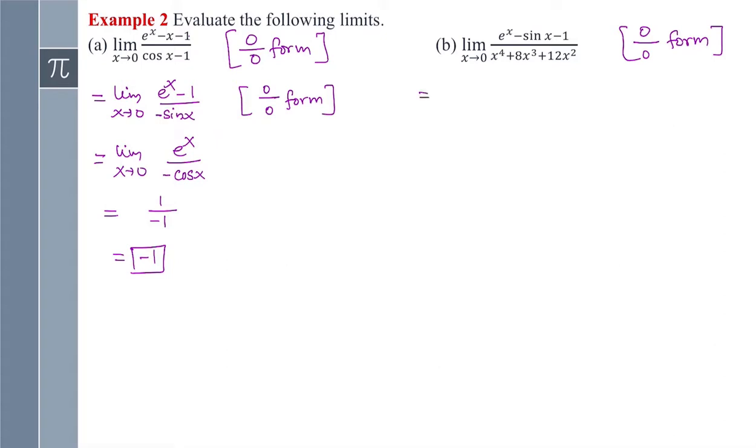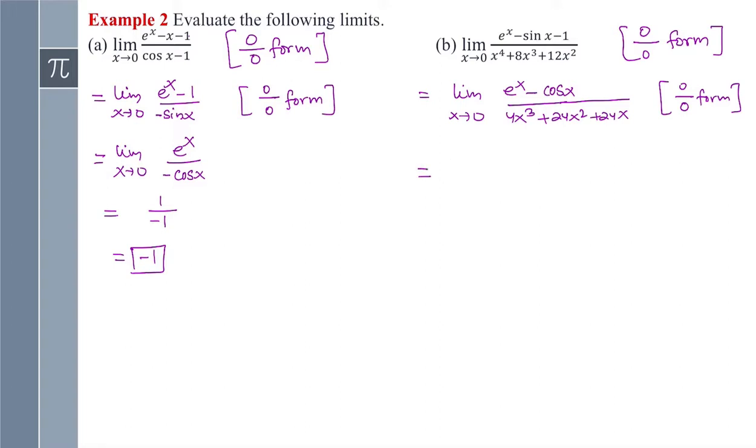So this equals the limit as x approaches 0 of e to the x minus cosine x over 4x cubed plus 8 times 3, 24x squared, plus 24x. In the numerator, if I plug in x equals 0, we get e to the 0, which is 1, minus cosine 0, which is 1. So 1 minus 1 is 0. Again, in the denominator, we still have x in every term, so we get 0. So that is again 0 over 0 form.